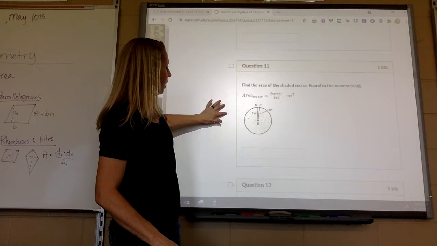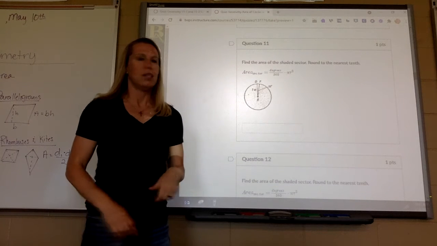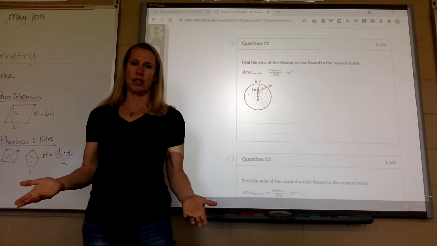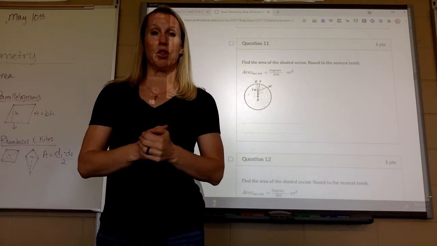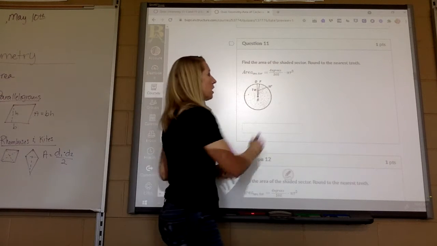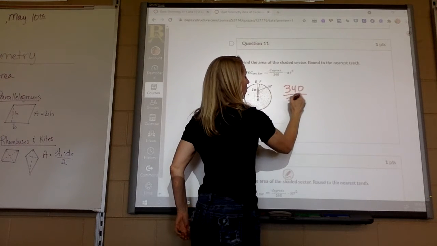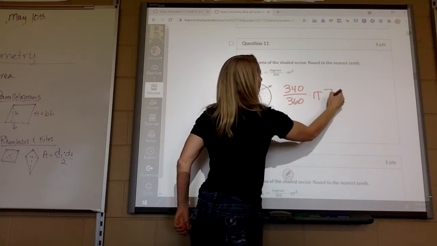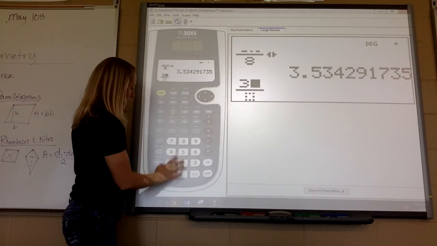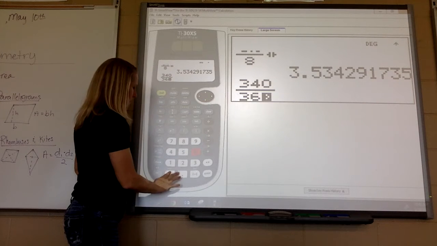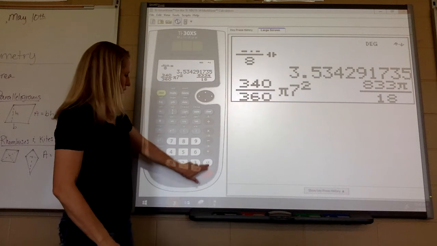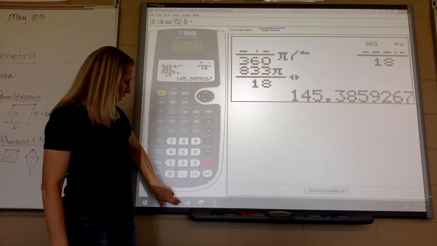So let's look at number 11. I want the area of the shaded, which is the big part, but all I have is 20 degrees. Well, what's the degrees all the way around a circle? It's 360. So 360 minus 20 would be 340. You'll do 340 over 360 times pi r squared. 340 over 360, and then pi 7 squared. So toggle it, 145.4.